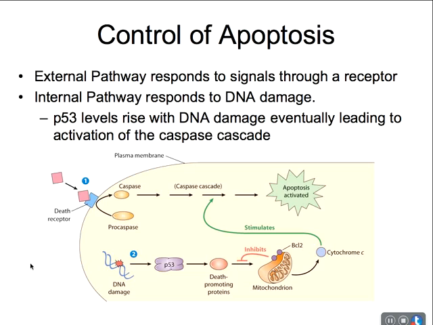There's also an internal pathway that responds to DNA damage. Okay? It will eventually stimulate the same caspase cascade and the same dismantling of the cell. Now, how this happens is DNA damage will trigger a change in P53. So let me draw this out here. When there's significant DNA damage, significant DNA damage will cause a rise in a protein called P53. So the levels increase in P53 levels.